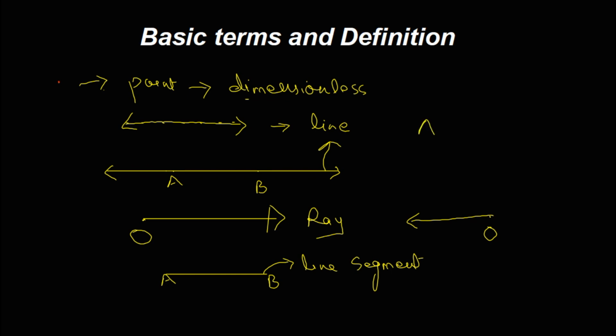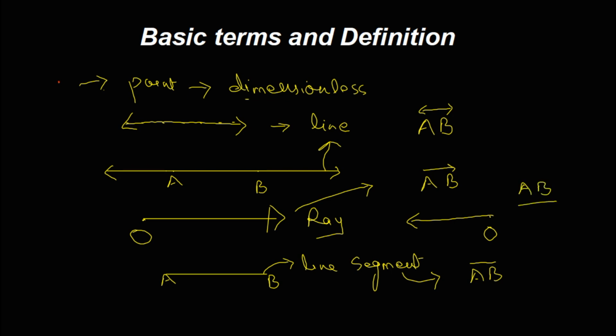Usually this line AB is also marked in this manner. If arrows on both sides are there, then it is called line AB. When we define it in the form of a ray, you write it as AB and then make it like this. Similarly, a line segment will be marked like this. But usually, instead of using all these symbols, a line or a line segment is generally taken as AB only.